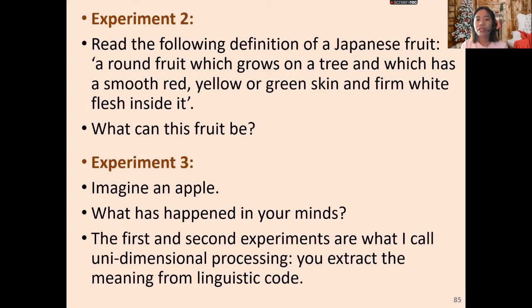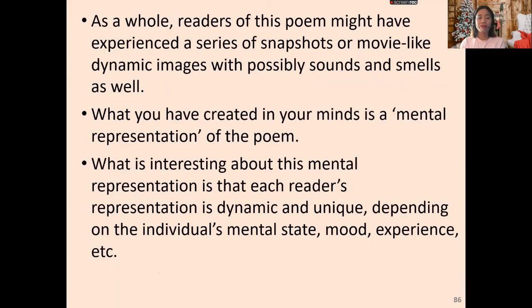So the first and second experiments are what I call unidimensional processing. You extract the meaning from the linguistic code that you read. As a whole, readers of this poem might have experienced a series of snapshots or movie-like dynamic images, with possibly sounds and smells as well. What you have created in your minds is a mental representation of the poem. Right? What is interesting about this mental representation is that each reader's representation is dynamic and can be unique, depending on the individual's mental state, mood, experience, and so on.